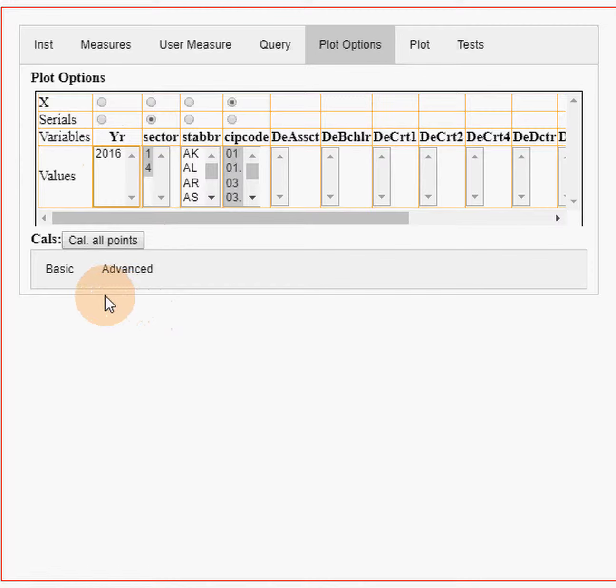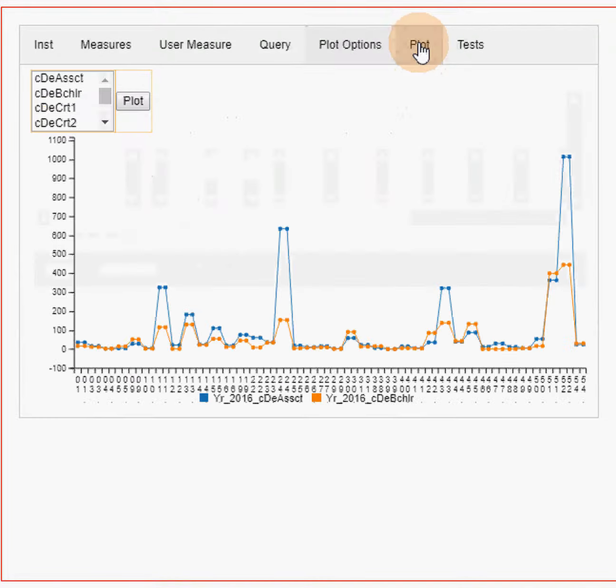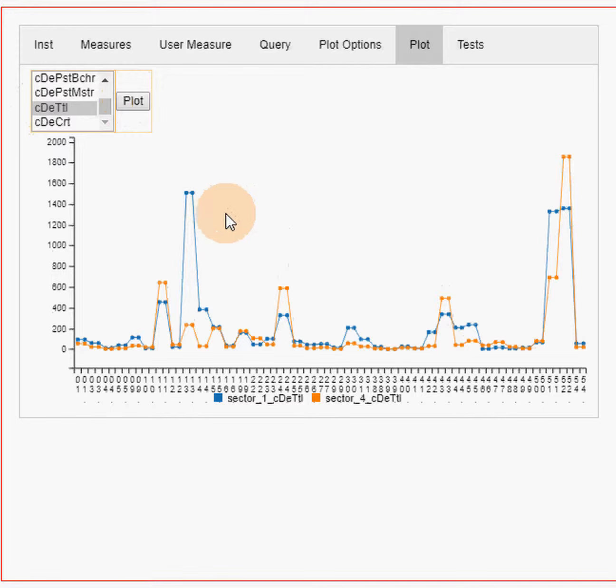Okay, and now again let's calculate all the points. Okay, and that goes to the plot. And again, let's start with the total. Okay, and over here you see those are the contribution from the sector 1, the public 4 years, and those are coming from the public 2 years.